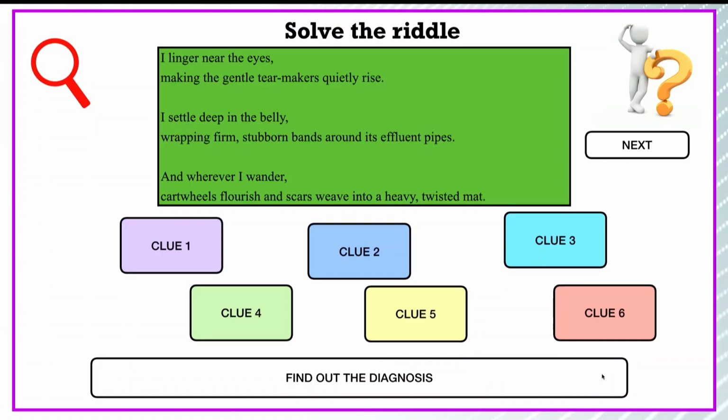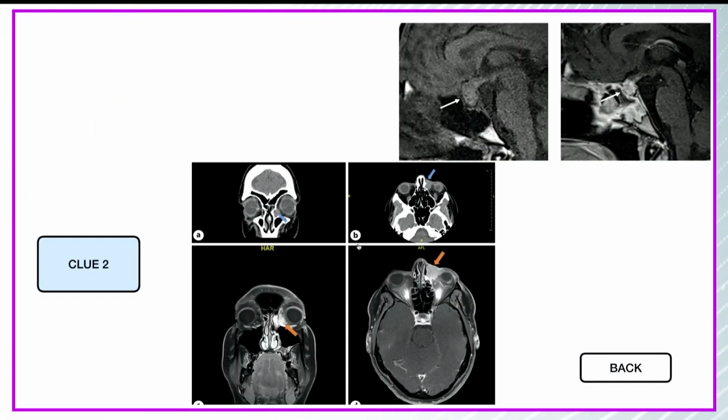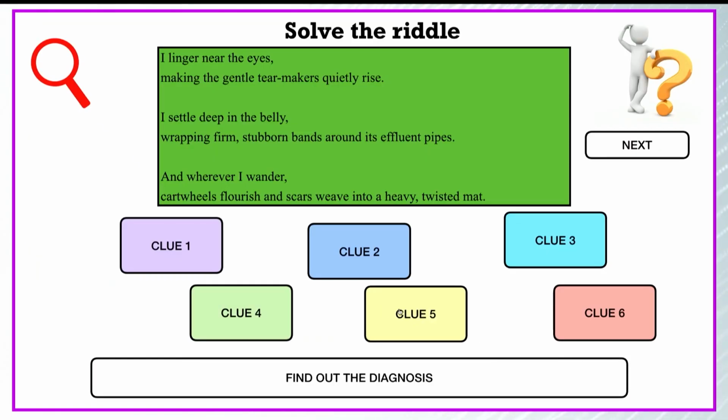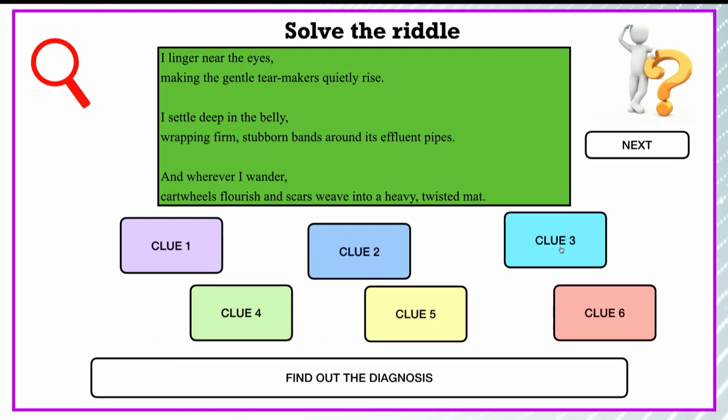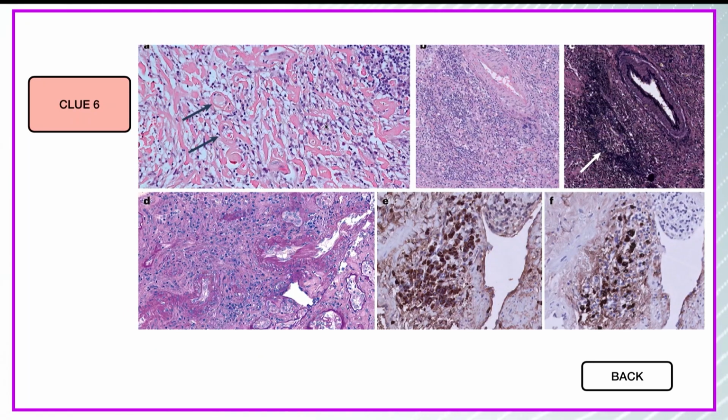I'll show the rest of the clues. This is the MRI picture showing lacrimal gland involvement, and then you have the pituitary involvement producing pituitary dysfunction in hypophysitis. Then clue number 5 is the thoracic mediastinal involvement of IgG4. And the 6th clue is the histopathology showing storiform fibrosis as well as obliterative phlebitis. So Team 1 gets 20,000 prize money.